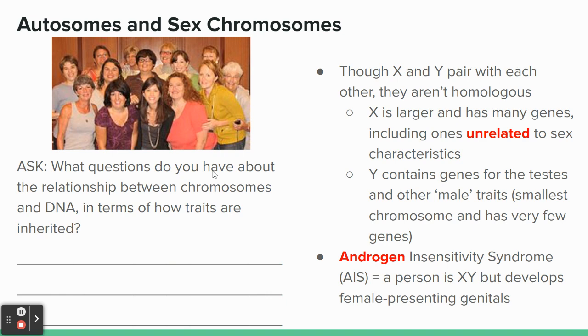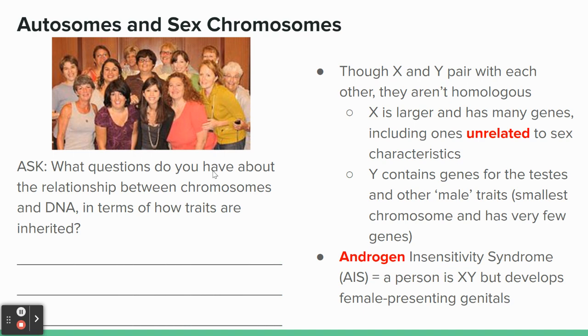Now, though X and Y pair with each other, they are not homologous chromosomes. X is a larger chromosome. It has a lot of genes, including ones that are unrelated to sex characteristics. Y, however, is just genes for testes and other male traits, or what we consider to be traditionally male biological traits. It is one of the smallest chromosomes, or the smallest chromosome, and it has very few genes on it.